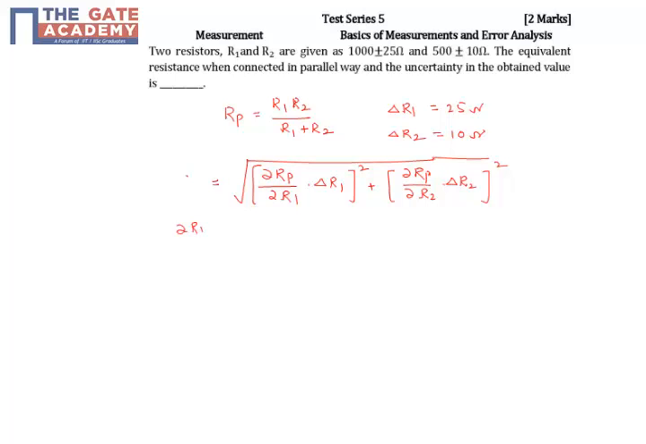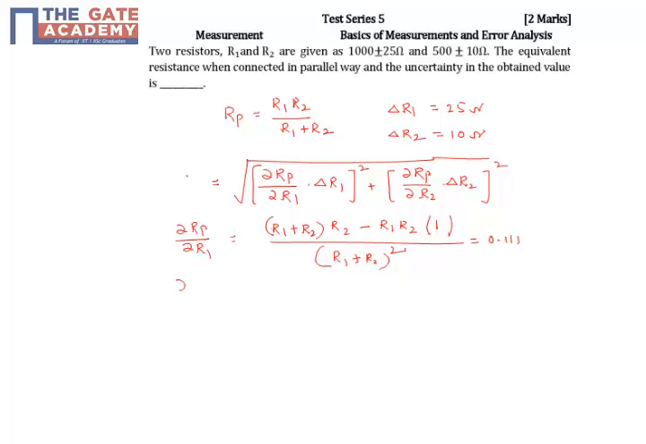Okay, so first of all I'll find out dou Rp by dou R1. So dou Rp by dou R1, so this is R1 plus R2 whole square. With respect to R1, this is R1 plus R2, with respect to R1 this is R2 minus R1 R2, with respect to R1 this is 1.